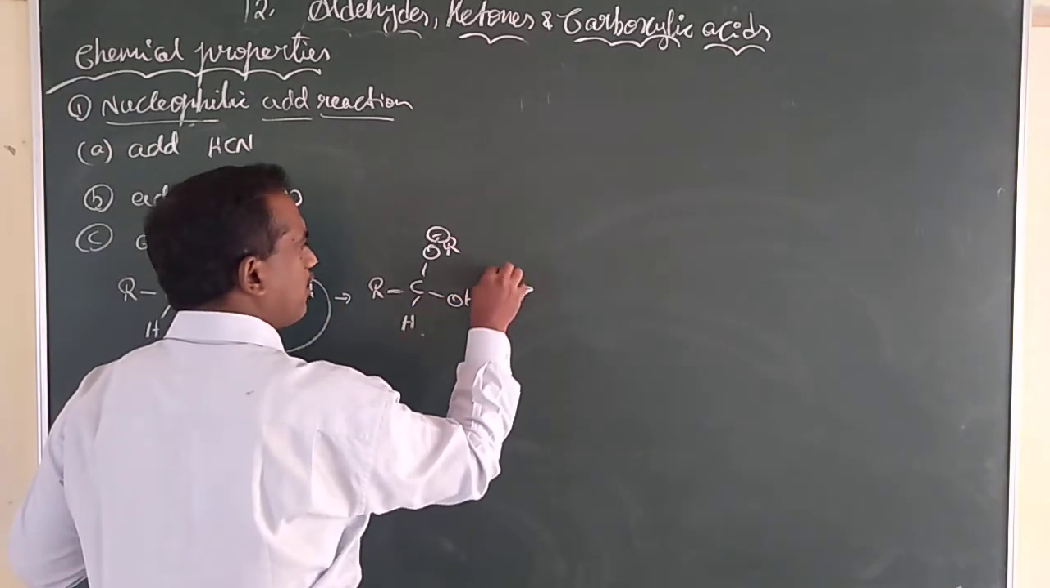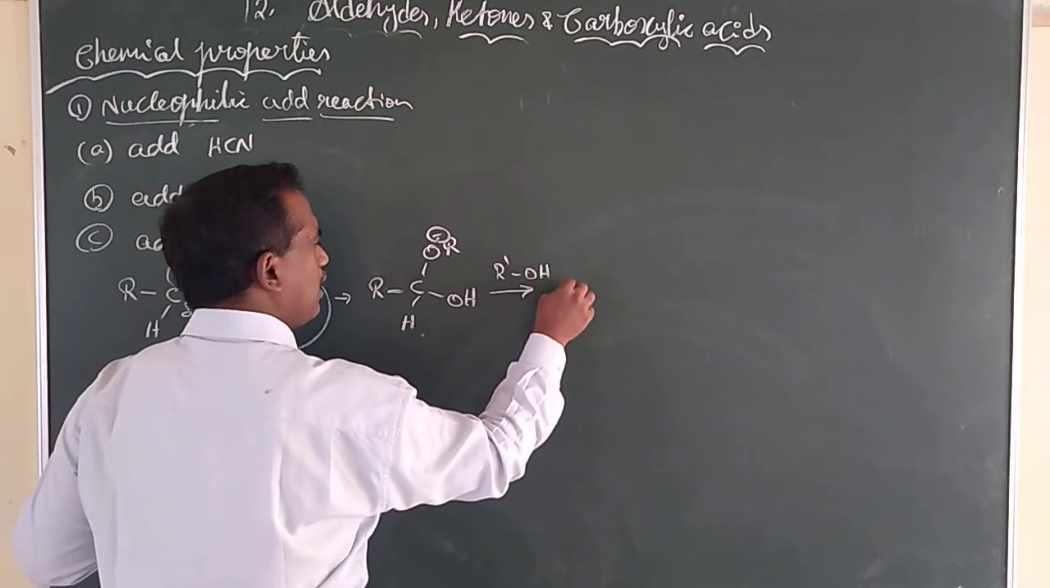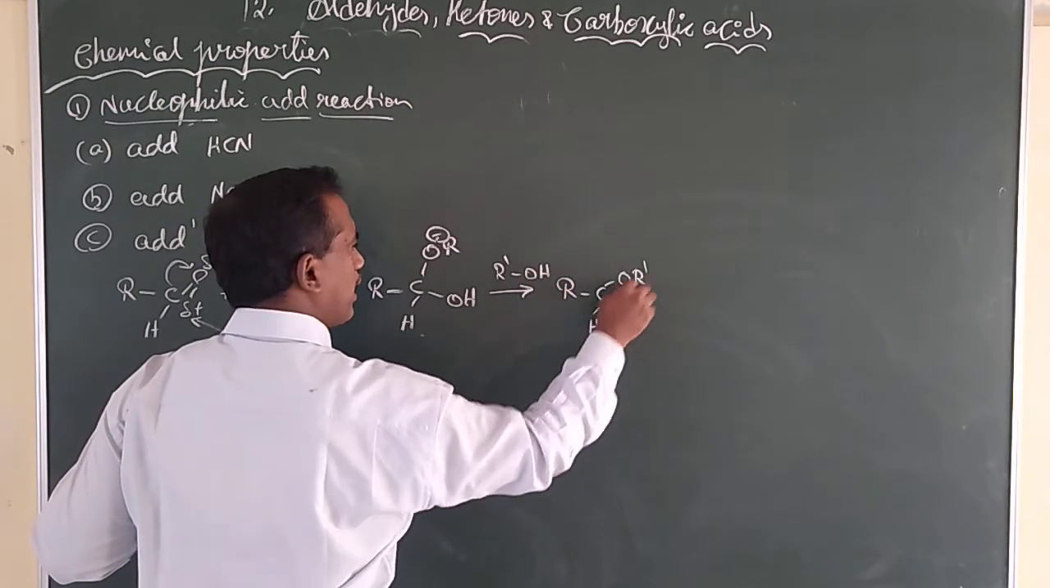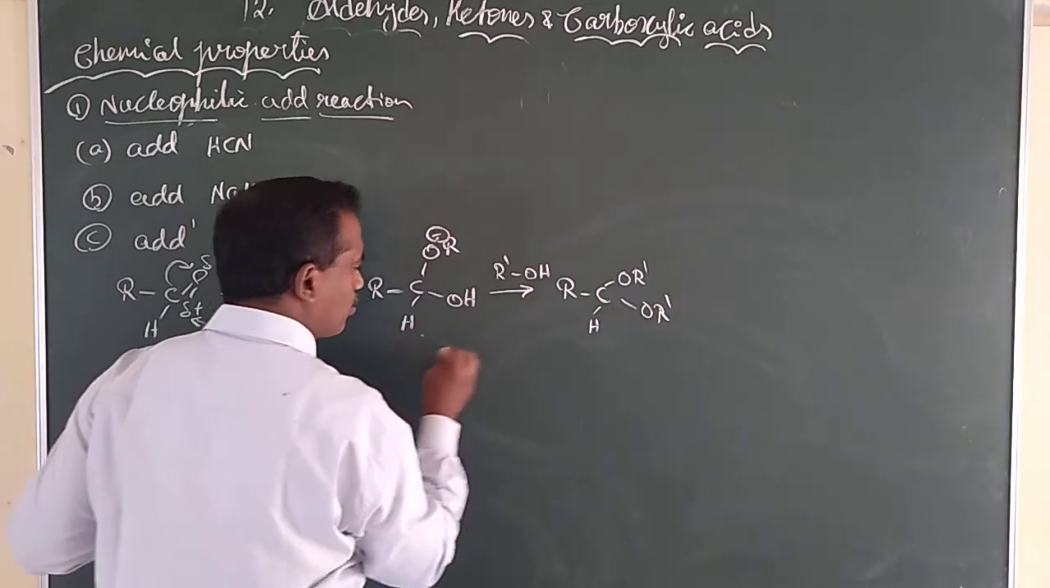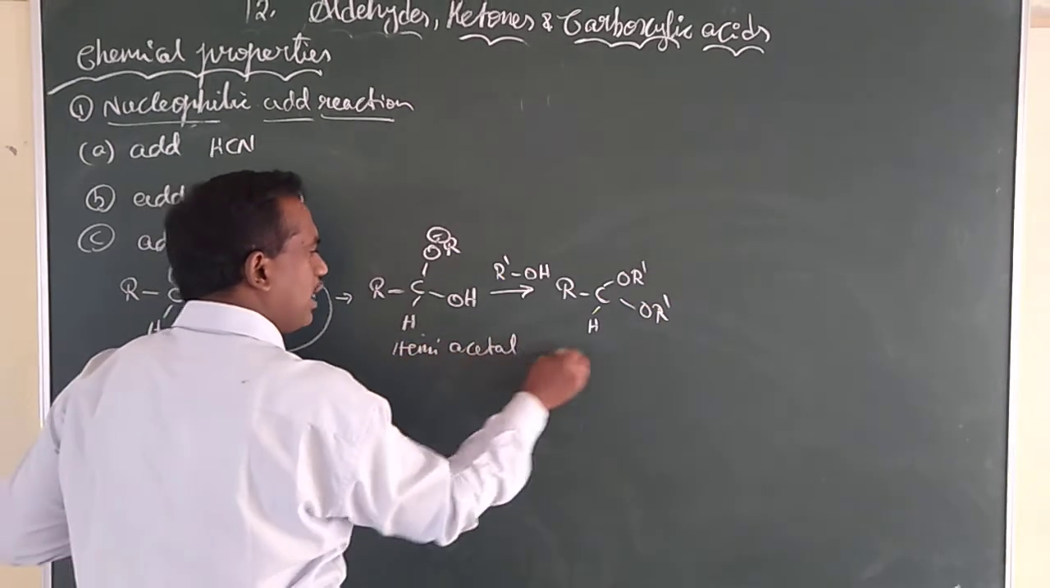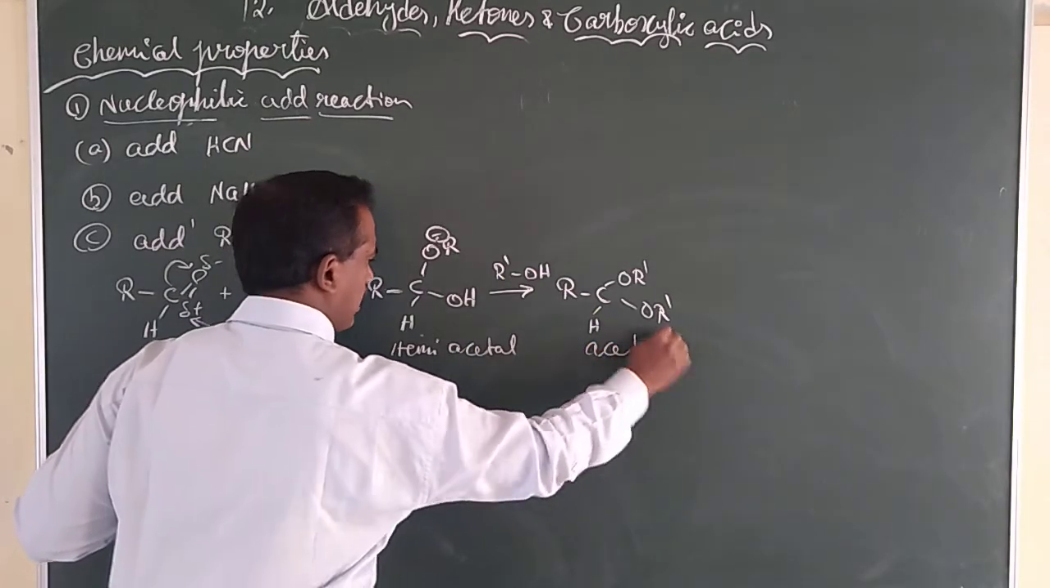And further, if it is reacted with any alcohol, it forms RCH(OR')(OR'). This is called the hemiacetal. This is called the hemiacetal. And this is called the acetal.